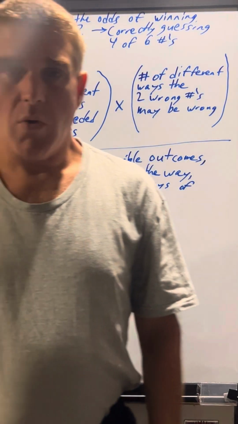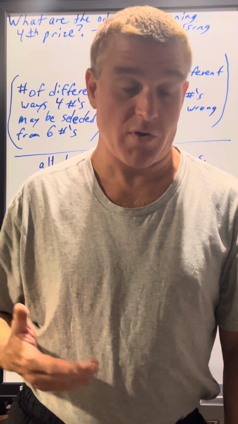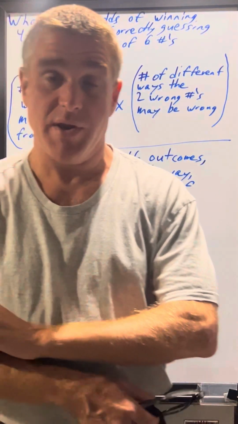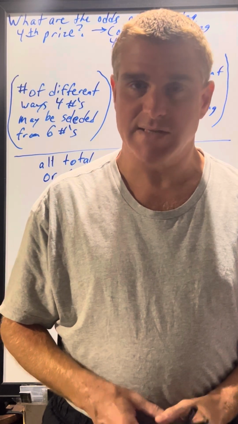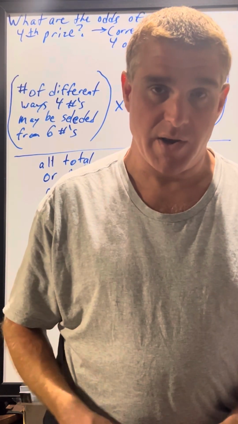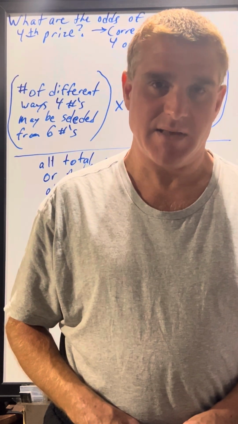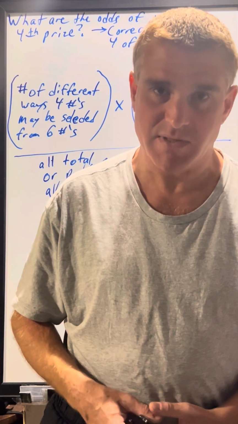Okay, so what we're doing now is we're looking at what are the odds for fourth place, fourth prize. And what is fourth prize? Fourth prize is matching four of the six numbers correctly. The bonus number is irrelevant. To find the odds, we would just find the number of total different ways that fourth prize can be won and divide that by the total number of ways that the game can be played, the total possible number of outcomes within the game.